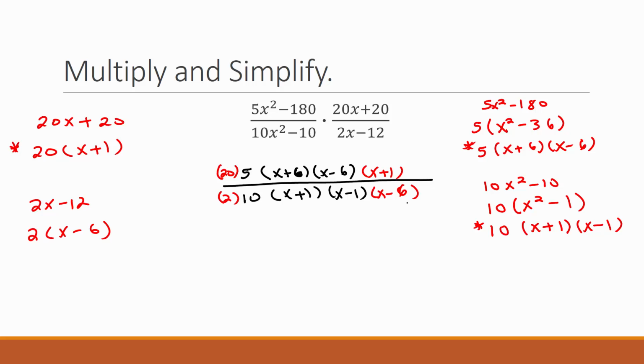Now from here, if you like, you can go ahead and start simplifying, or you can multiply those monomials out and then simplify. So we could go ahead and multiply 20 times 5, which is 100, and 2 times 10, which is 20, or we could have simplified them like they are by simplifying the 2, the 10, and the 20.